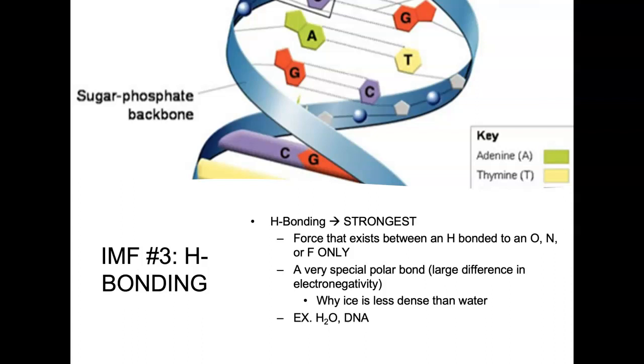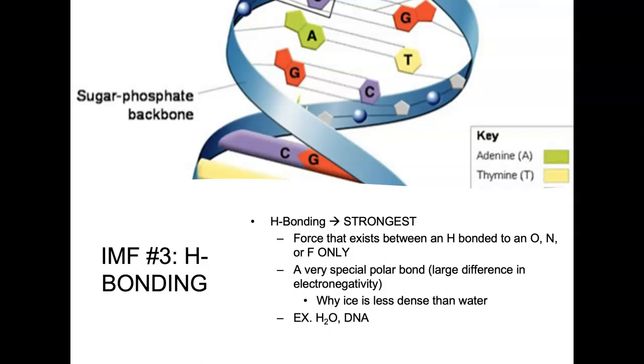Where do we see this? In your DNA. So actually, these black dashed lines here holding the DNA together are those hydrogen bonds. This is also what holds water molecules together. Now, could we also say that those London dispersion forces and dipole-dipole forces are present? Yes, absolutely. But the strongest force is the hydrogen bond.